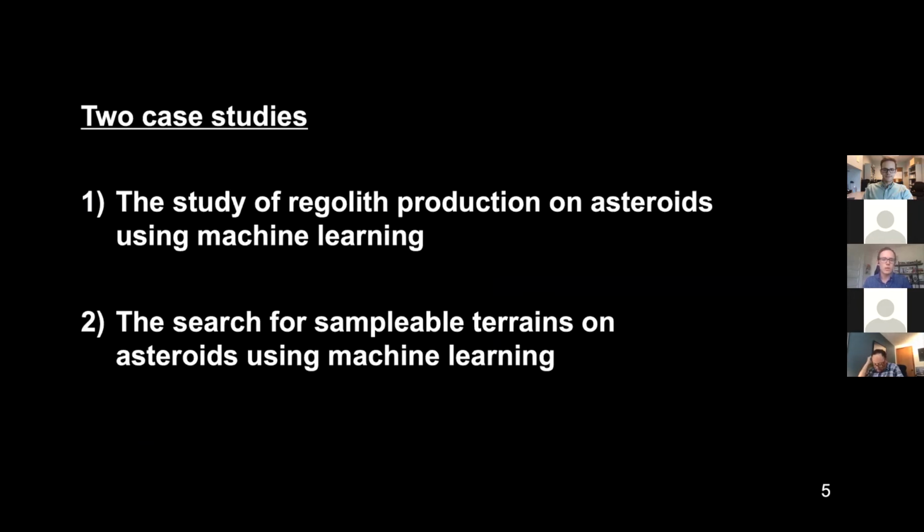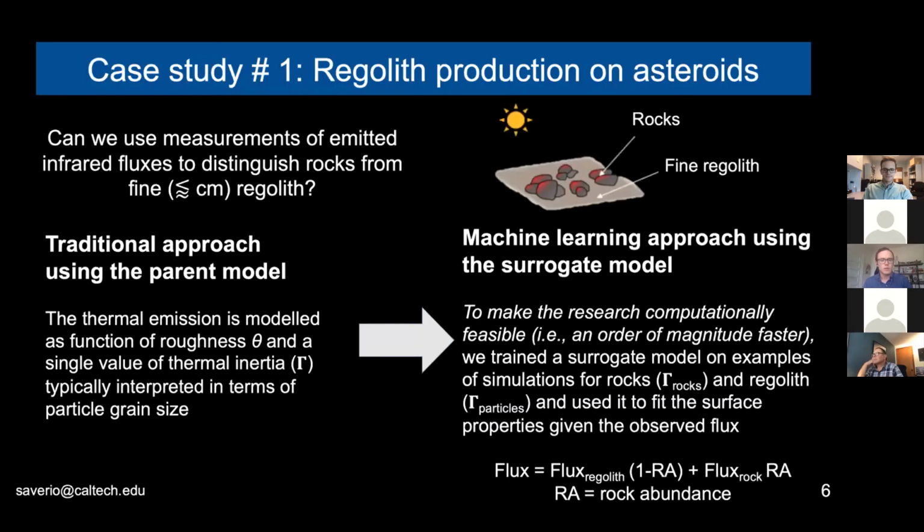The first one is about the production of regolith on asteroids and how you can characterize that using machine learning. In particular, the question is how can we use measurements of emitted infrared fluxes to distinguish rocks from fine regolith. With fine regolith here, I refer to sub-centimeter particles.